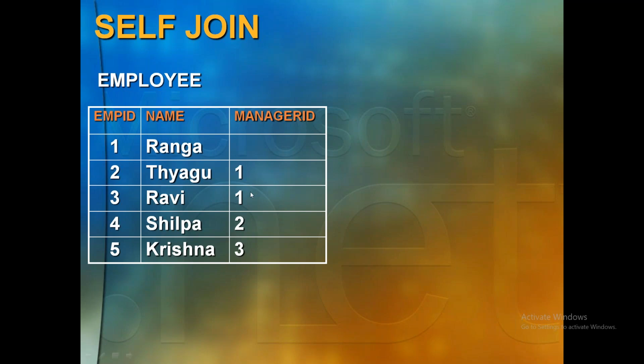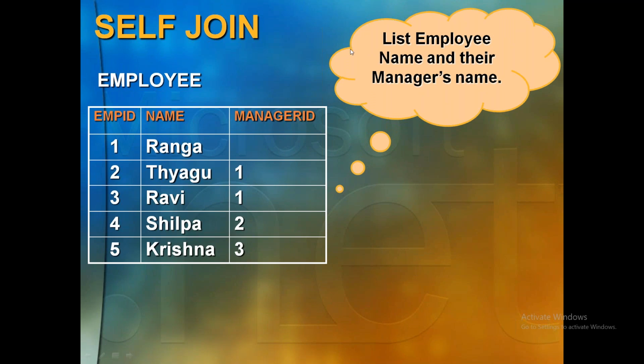So this is a self-referential table. Clear? Now I wanted to know: list employee name and their manager's name. So this is my query. I can get the employee name here, but there is no boss name or manager name. I had only the boss ID or the manager ID. But in the query, I am supposed to get the name of the employee along with his or her boss's name, the manager's name. So Tiagu's boss is Ranga and Ravi's boss is also Ranga, something like that. Clear? So I wanted to get this.